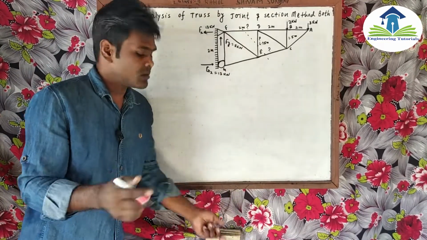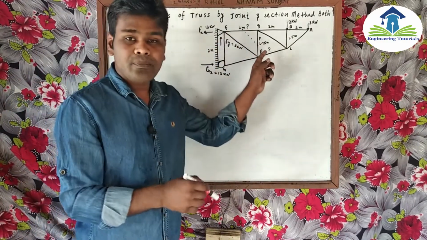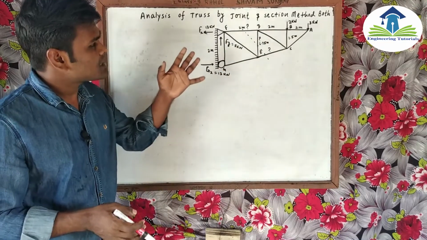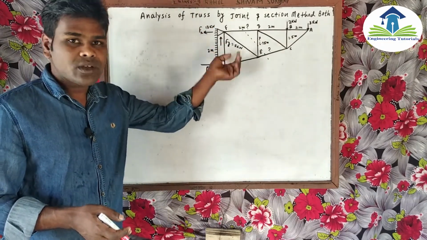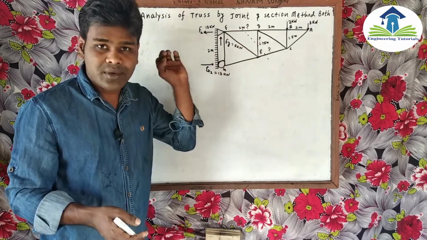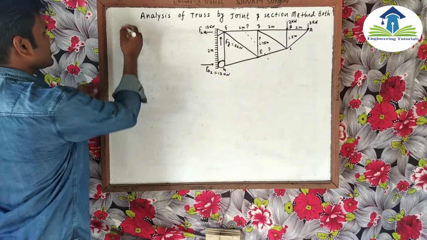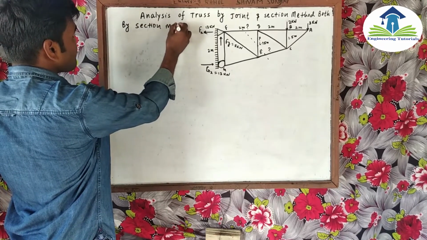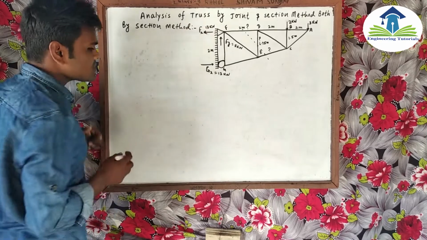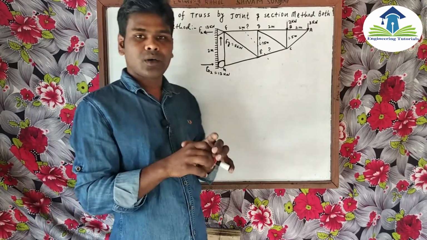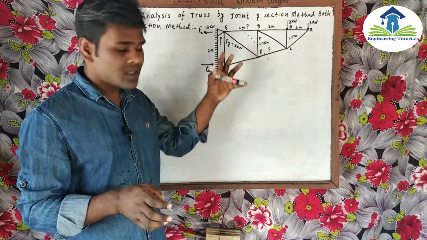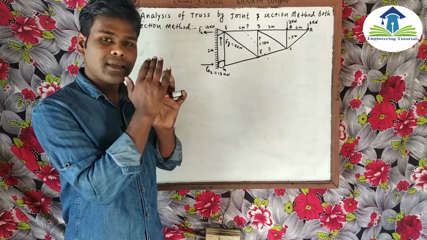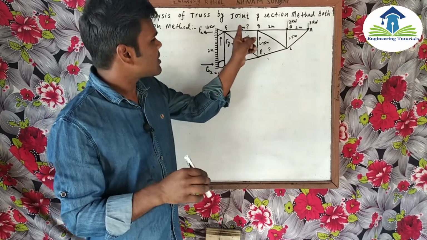First we calculate this unknown member force by the section method. Then after solving by the section method, we are going to analyze this figure by the joint method. So first let us start by the section method. If we calculate this unknown 3 members, we have to cut into 2 parts by the section method. So I have cut like this.